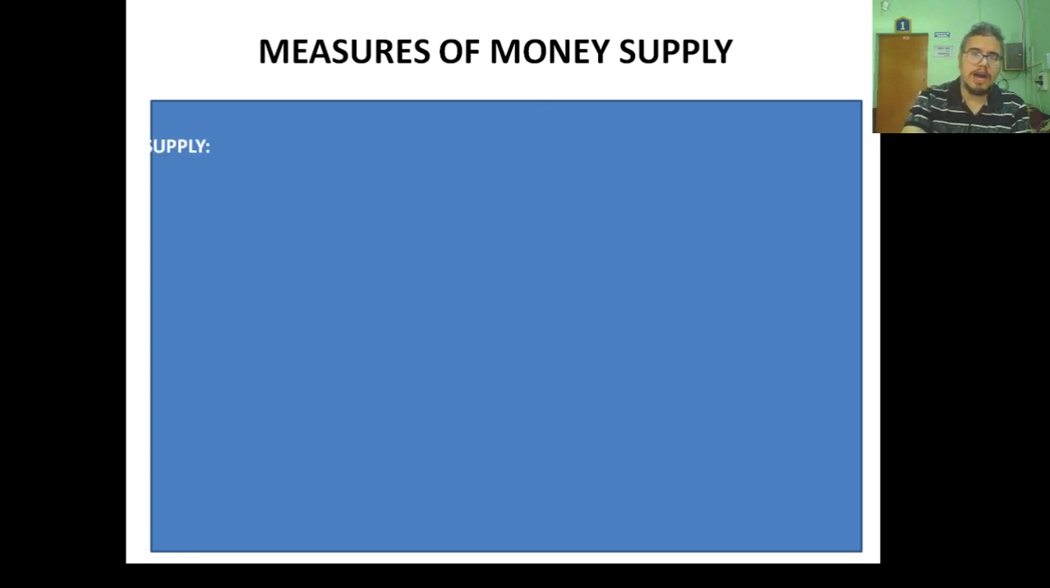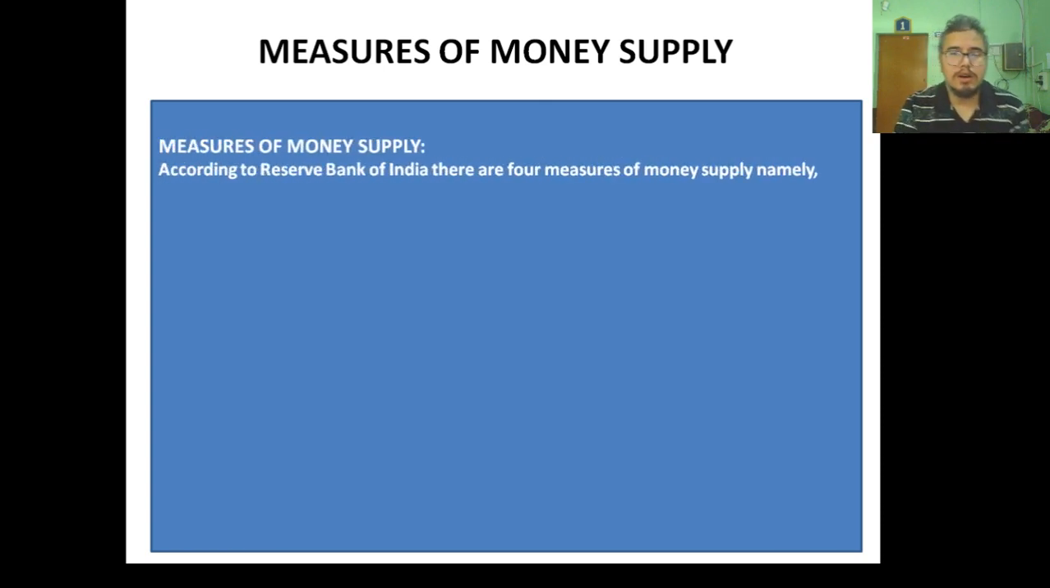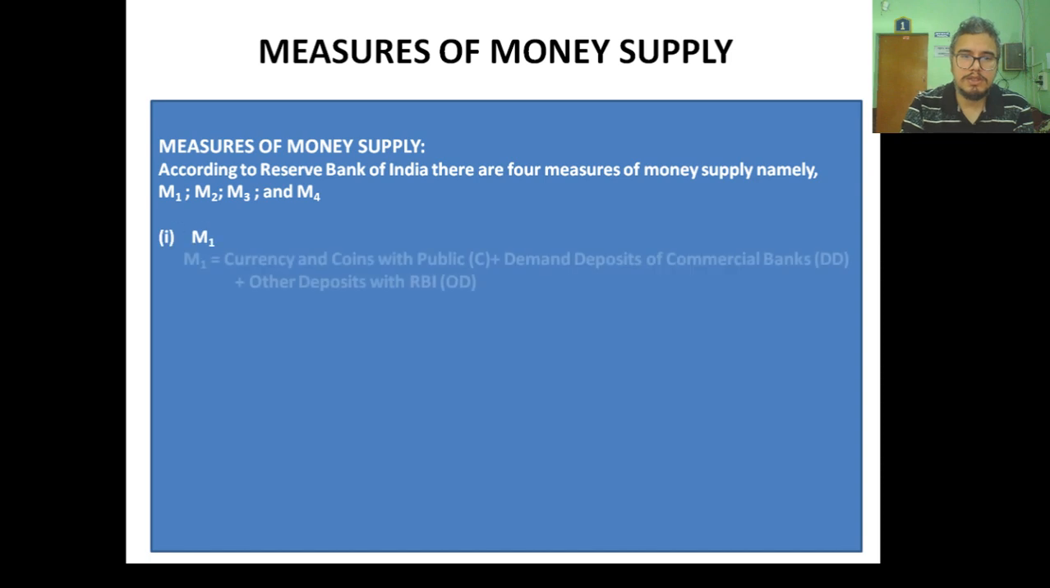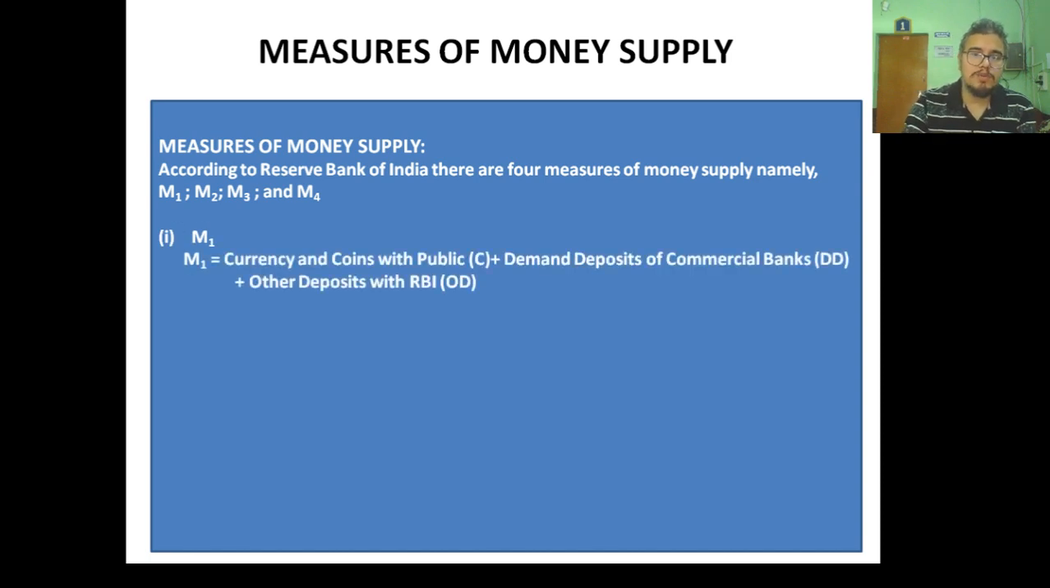According to the RBI, that is the central bank of our country, India, the Reserve Bank of India, there are 4 measures of money supply, namely M1, M2, M3 and M4. So what does M1 mean? Let us see what M1 means. M1 comprises 3 things.